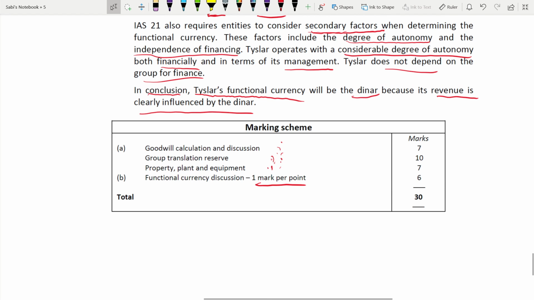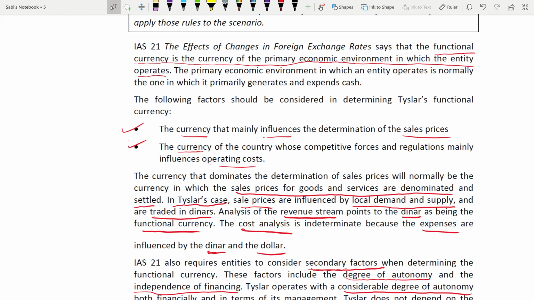So with this we have finished question number 5. The next question is question 6, so see you in question 6.